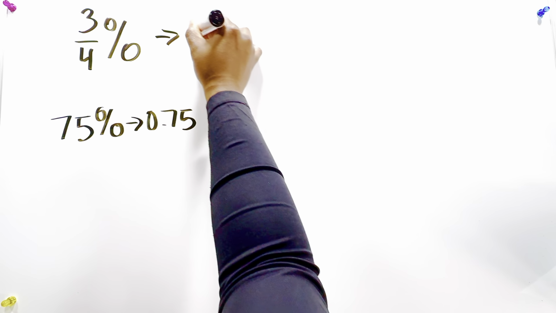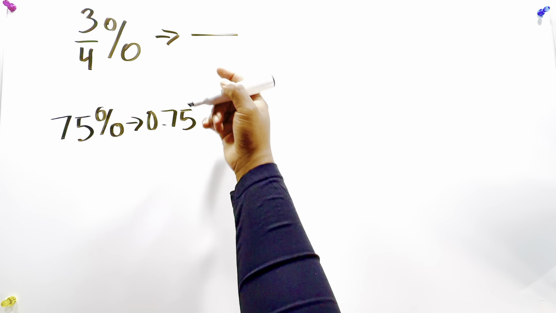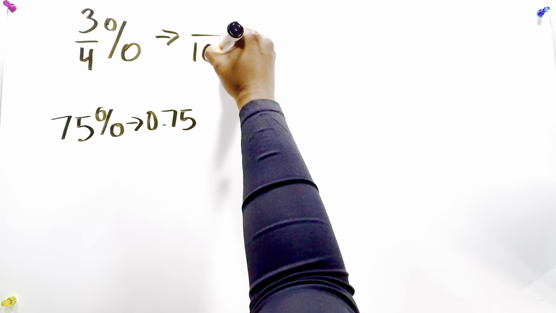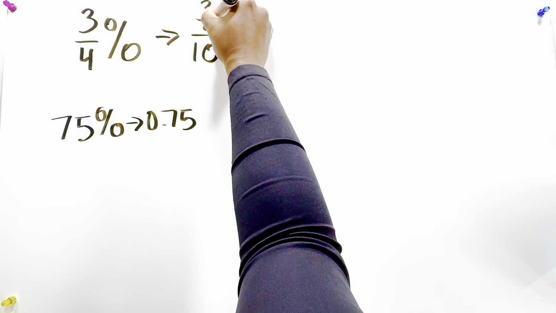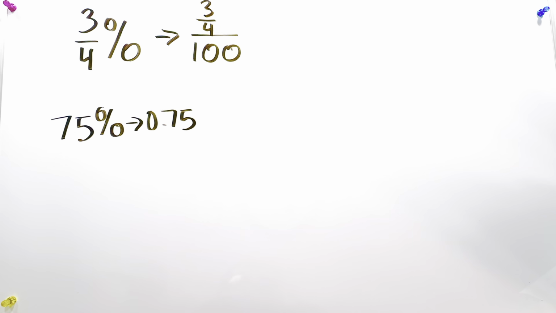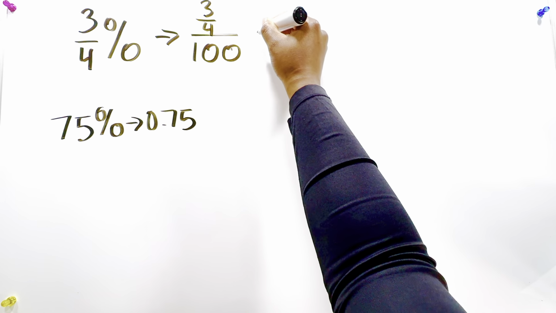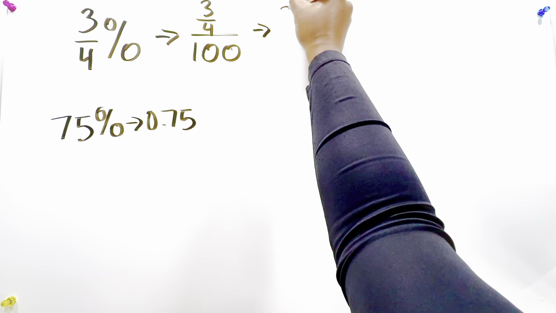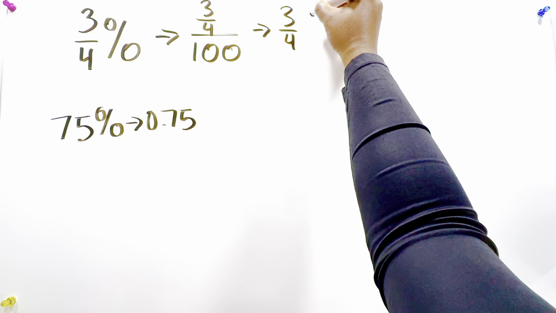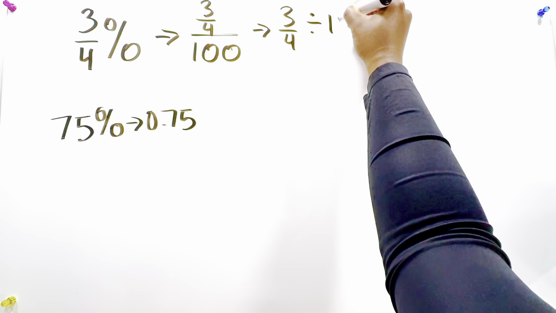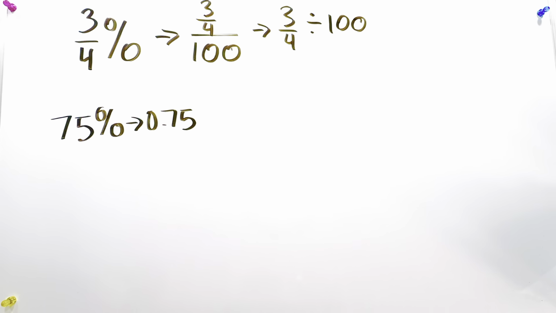So now we're going to take 3/4 and we're going to go through the same process. You're going to do 3/4 and divide it by 100. So now, here's where it gets a little difficult. Keep in mind when you're dividing fractions, you have to do this method called keep, change, flip. So we're going to rewrite the expression, and then we're going to do 3/4 divided by 100.